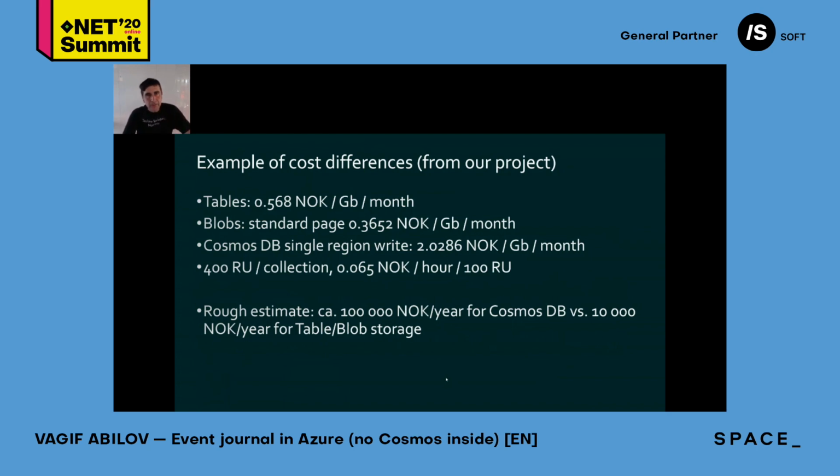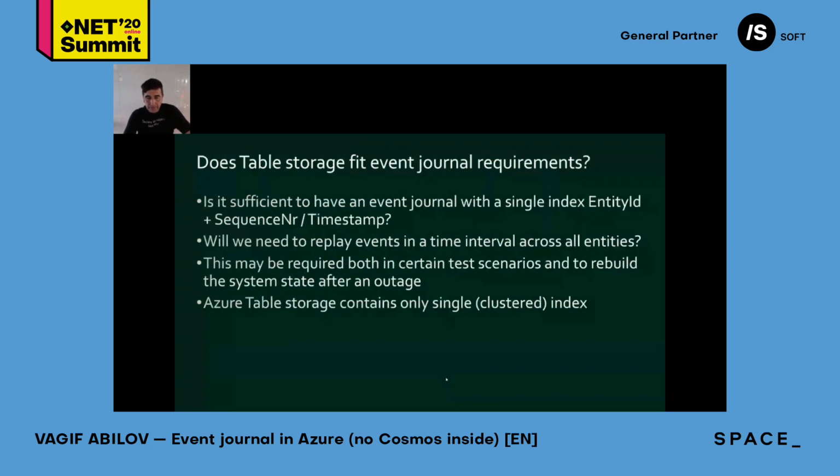But does Table storage fit event journal requirements? Well, yes and no. If you remember our definition of event journal, what it requires, it looks like it fits, because event journal only requires one indexed compiled key, which is entity ID plus sequence number or timestamp. So for such an academic event journal, that's sufficient.